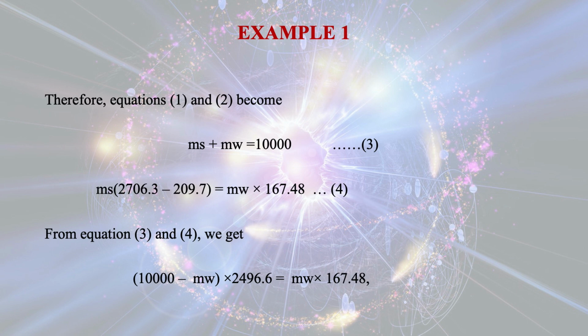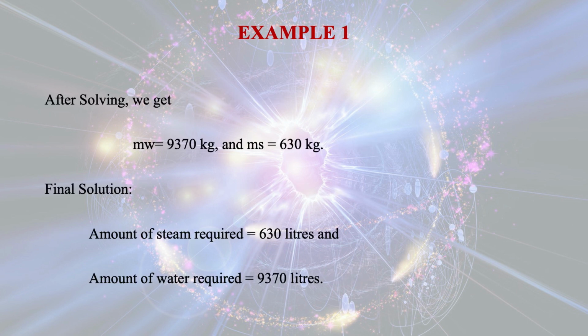ms plus mw is equal to 10,000, that is equation number 3, and the other equation you will get is ms within bracket 2706.3 minus 209.7 is equal to mw into 167.48. Of course, two unknowns are there with two equations, so we can calculate. Finally, after a little algebra, we can solve these two equations for two unknowns.